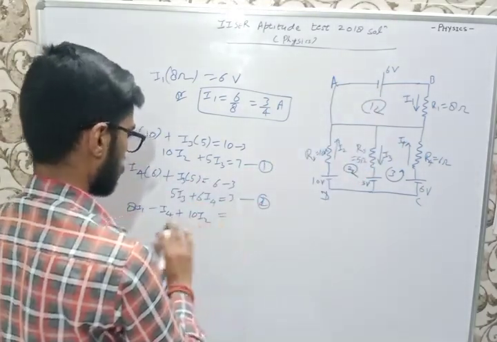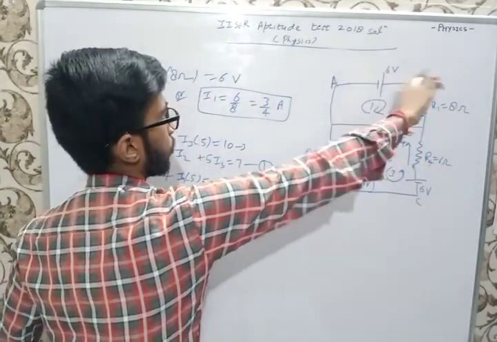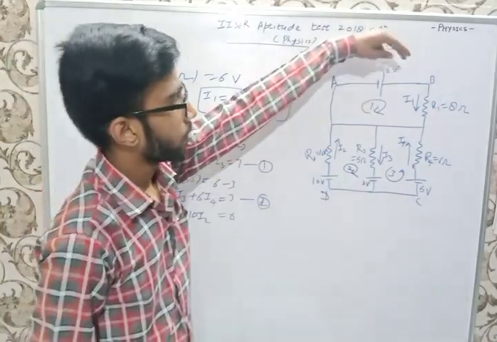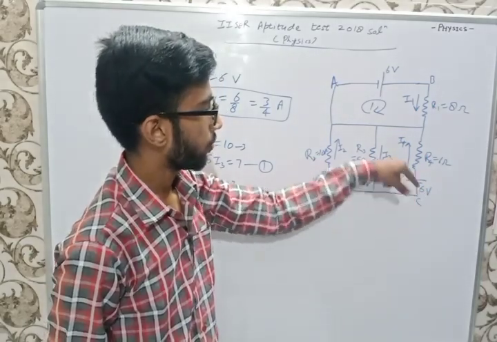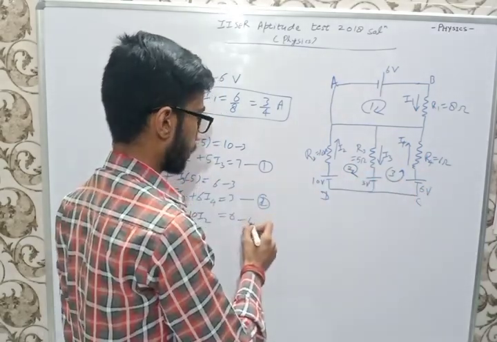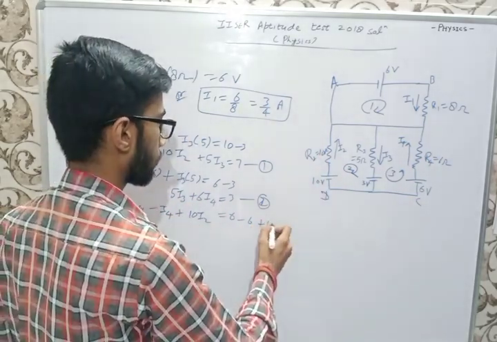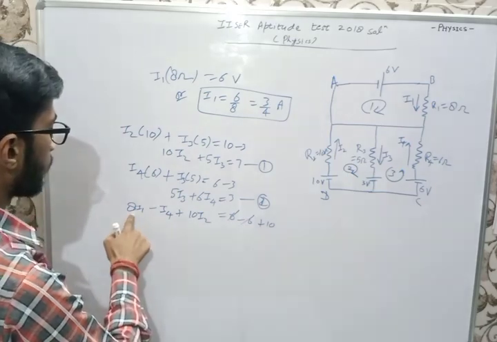It is simple. Now for these cells, I am going from here to here. This is also supporting me, so positive 6, and if you go here, this cell will oppose, so it is negative 6. I go, and then it supports me, so positive 10. These two will cancel. So you will get 8 I1.